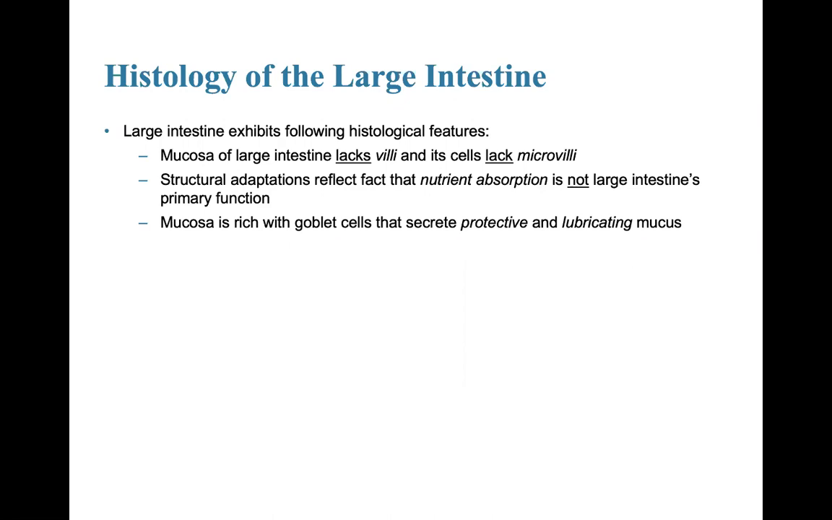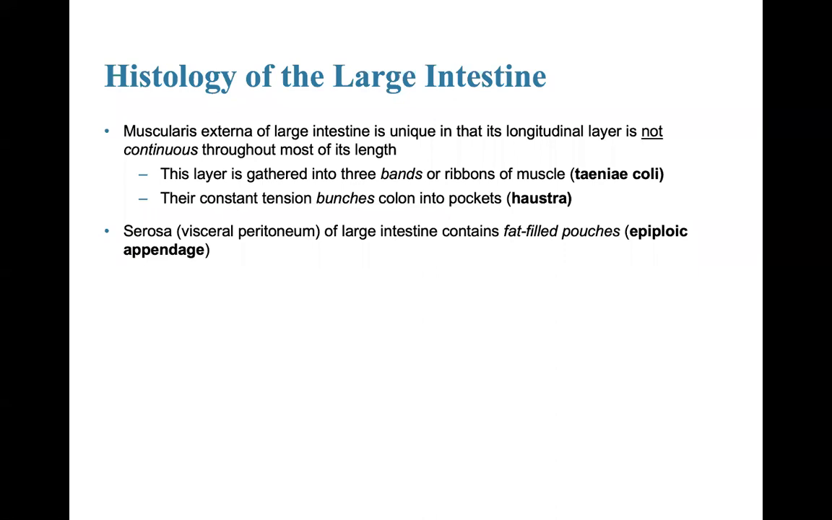What's happening here is you are removing a lot of fluid in what will become feces, and that becomes essentially a hardened structure. So the mucus will help to move the feces along the large intestines. The muscularis externa of the large intestines is unique in that its longitudinal layer is not continuous throughout most of its length. This layer is gathered into three bands or ribbons of muscle referred to as taeniae coli. Their constant tension bunches the colon into pockets referred to as haustra. Sometimes these pockets get too defined, and some people have very defined pockets where things like seeds and nuts can get stuck, and that could actually cause a lot of discomfort.